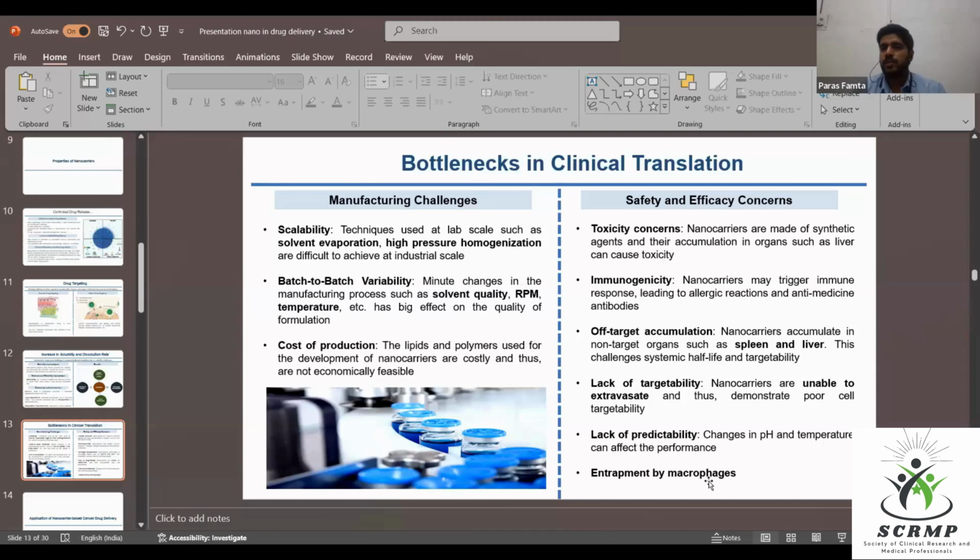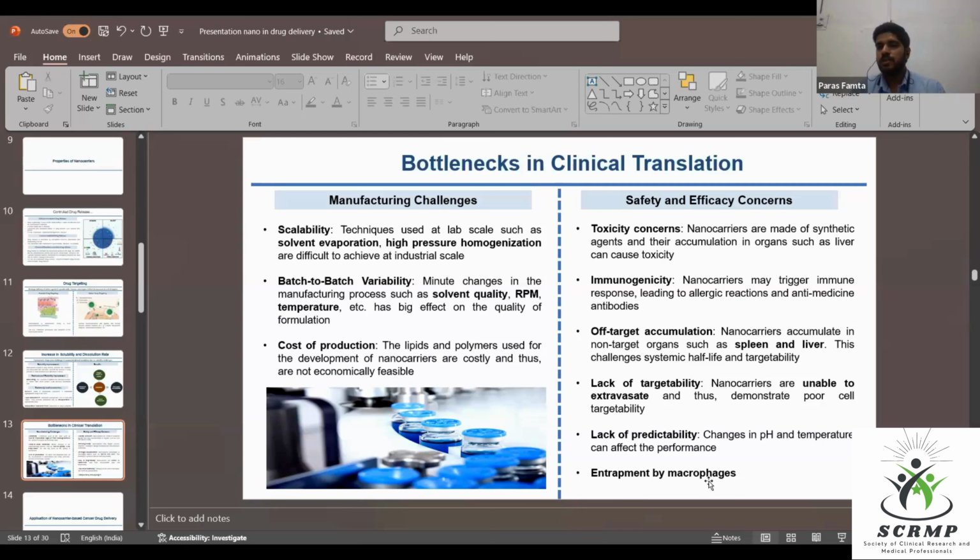There is off-target accumulation also, because when we give nanocarriers via intravascular route, the macrophages which are present in the spleen and liver try to capture these nanocarriers, and when they are captured by the macrophages present in the liver and spleen, they will accumulate over there, and they can show some side effects. They will not reach their specified site, the desired site, and they will reach the liver and spleen, and show some off-target accumulation and off-target effect.